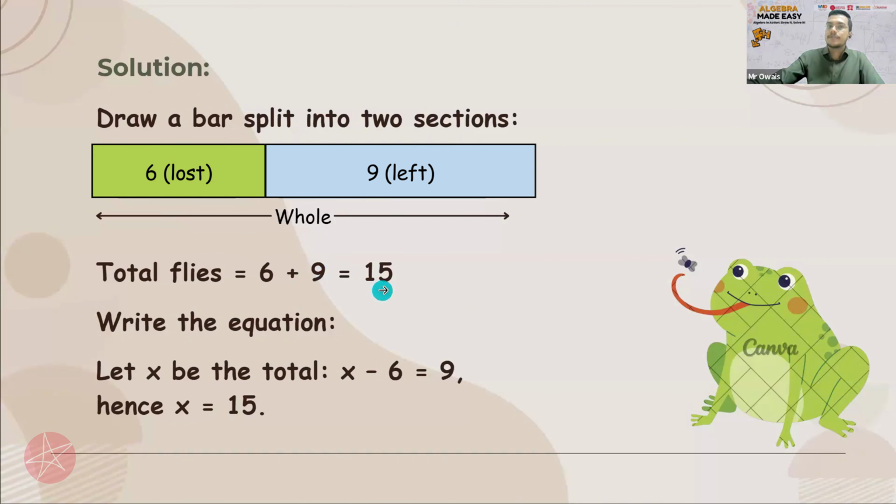6 plus 9 equals 15. And from there, we understand that the total number of flies that Frogsy had was 15. Now, let's see how we can actually write that as an equation instead, okay?